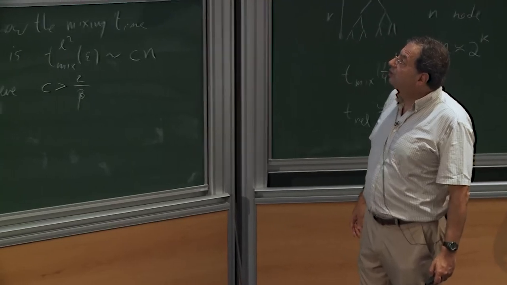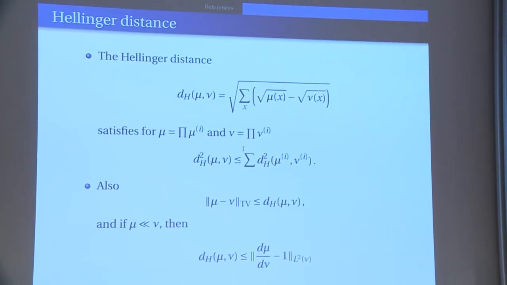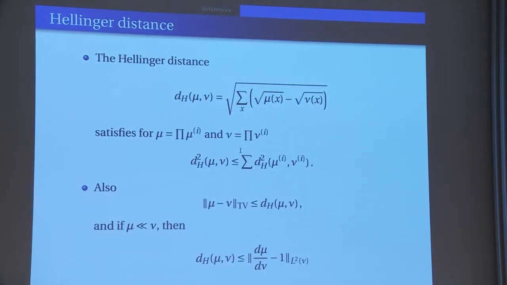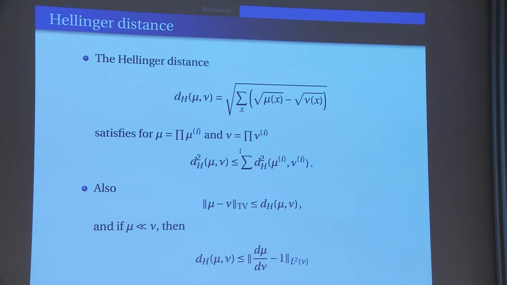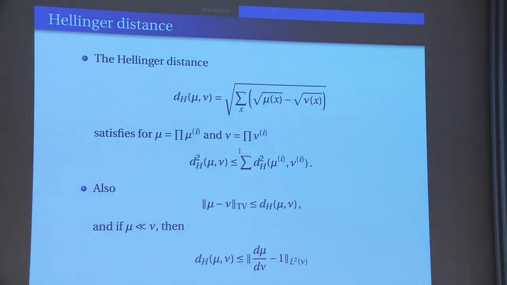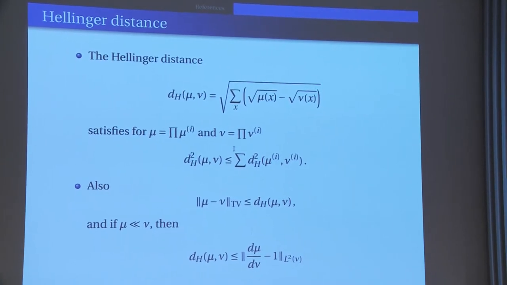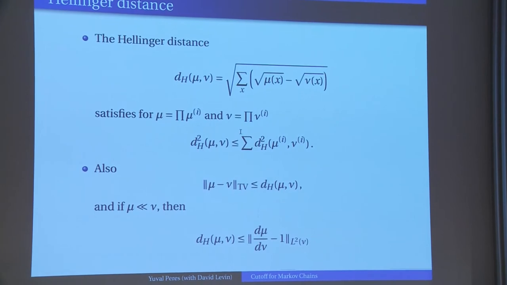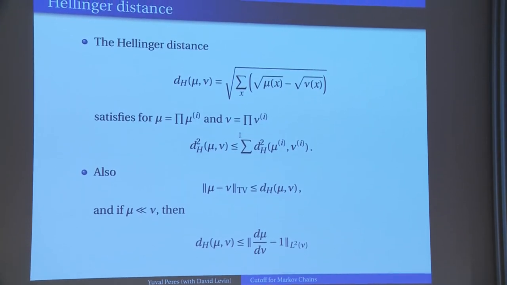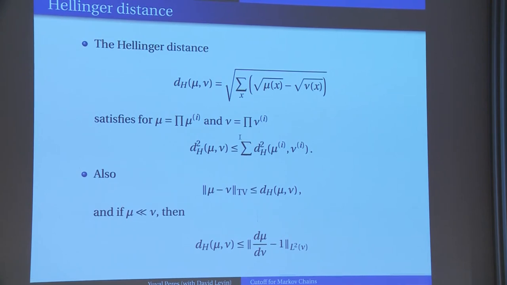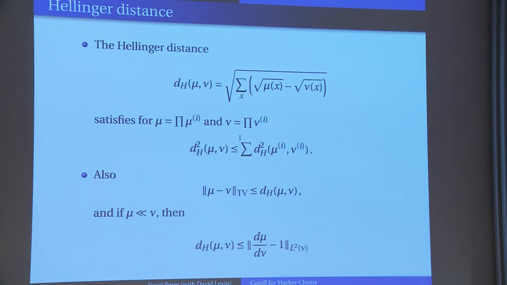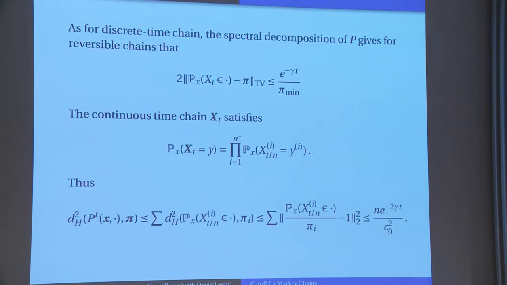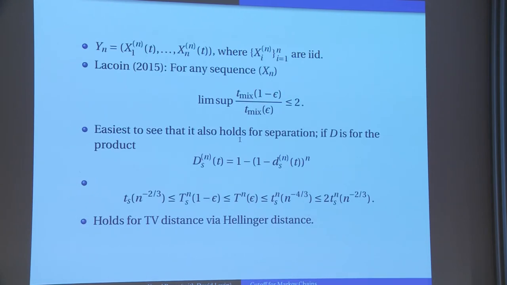One other thing I will comment on is that when one works with product chains, there's another metric I didn't discuss, which is extremely useful, which is the Hellinger distance, which is written here again in our Markov chain book and in many other sources. You can find more discussion of this. But the key is that the Hellinger distance behaves very well on products, much better than total variation, and it can be bounded above and below by the total variation distance. So I'm going to skip the details of this proof and just tell you one more thing about product chains.